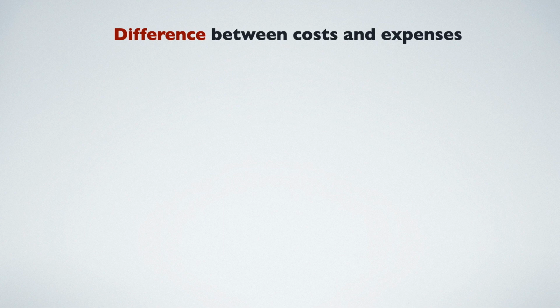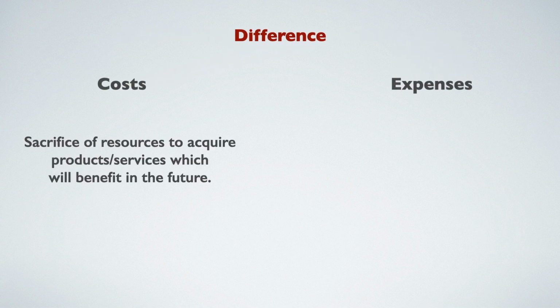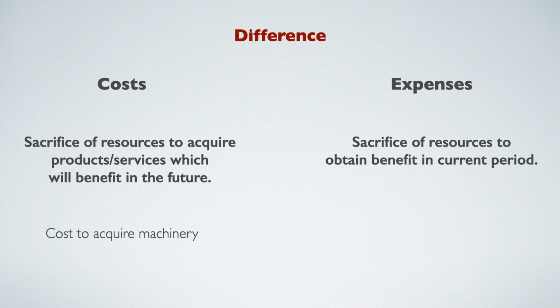Now, there is a difference between costs and expenses. The term cost is more focused on the sacrifice which will benefit the future. For instance, when you buy a machine for 15,000, the benefit may last for 10 years. While the term expenses is more focused on the current period benefit. If you pay insurance expense for 1 year, that's it, you only will get the protection for 1 year.